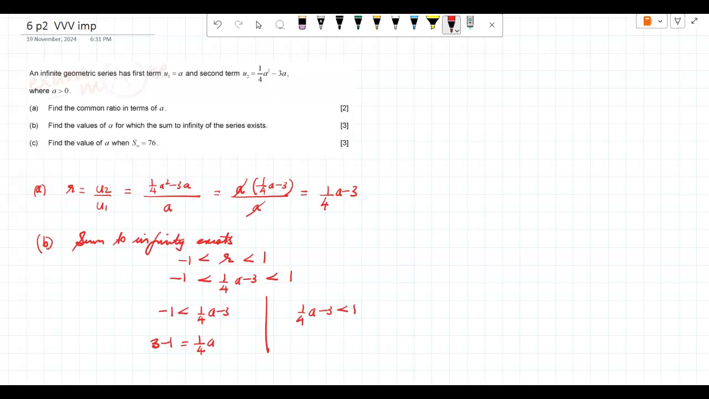So 3 minus 1 is equal to 1/4 a is less than 9, correct? So you multiply that by 4, a, correct? The 1/4 a is less than 4.